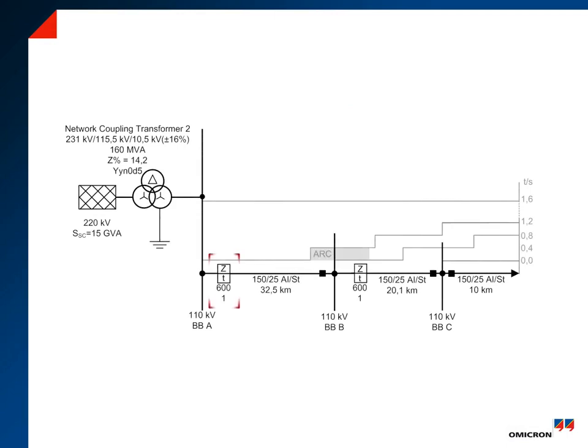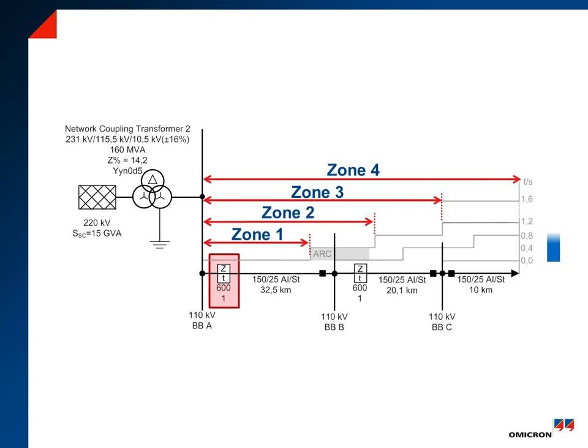Now, we assume that our relay is located in this network. Relays normally divide the protected area in different zones, which are associated with increasing trip times. The first zone has the fastest trip time, and the remaining zones are used as a backup for other relays in the network.